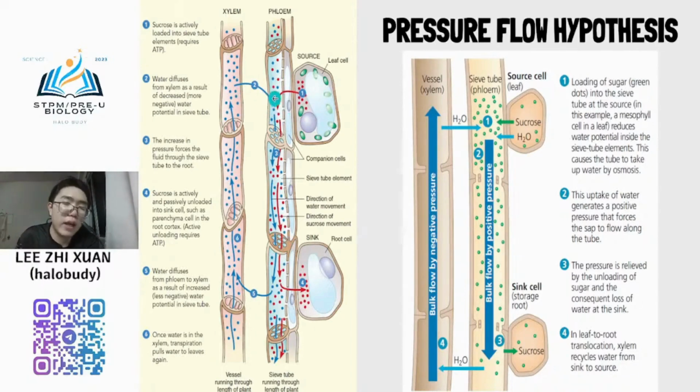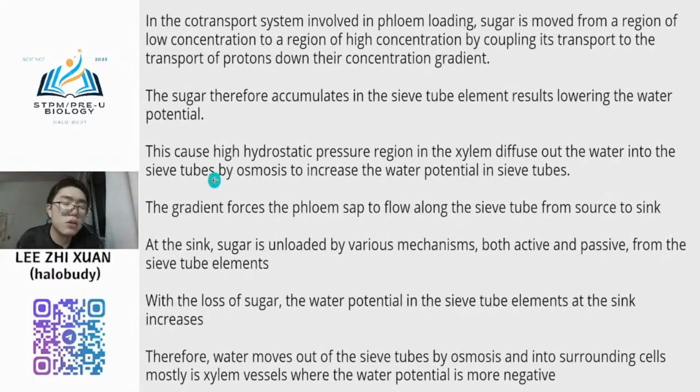So it requires water. So where does water come from? From the xylem vessel. So why can water be diffused from the xylem vessel into the phloem sieve tube? Because the water potential inside the sieve tube near the source is very low now. So the water from the xylem vessel will be transported into the phloem sieve tube. So your hydrostatic pressure now in the sieve tube near the source is very high, so it will force the phloem sap, your organic nutrient and your sucrose molecule to flow along the sieve tube to the sink.